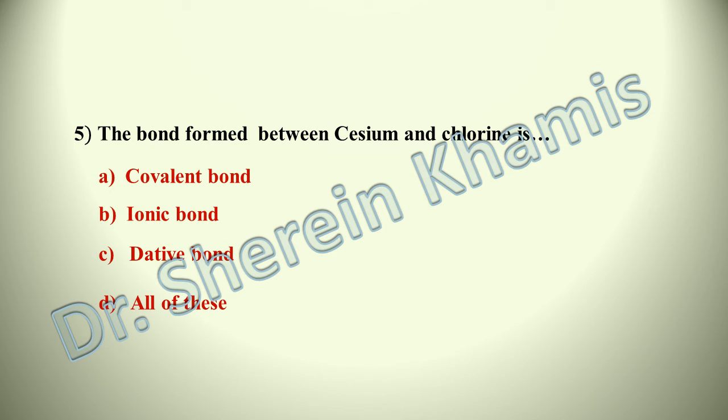Okay, cesium is a what? Is a metal forming a positive ion, so it will lose what? It loses one electron and changes into positive ion or cation, and chlorine gains the other electron, so it will form what? It will form ionic bond. It will form ionic bond. Let's go to another question.